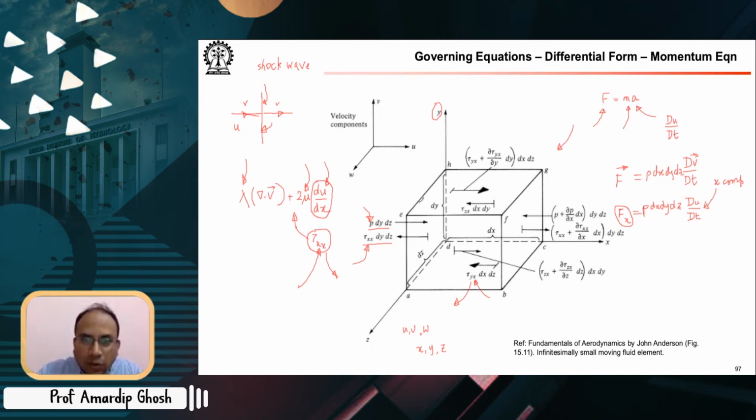On the other hand, if you look at the surface EFGH, the layer just above EFGH has a u velocity which is higher than the u for EFGH.